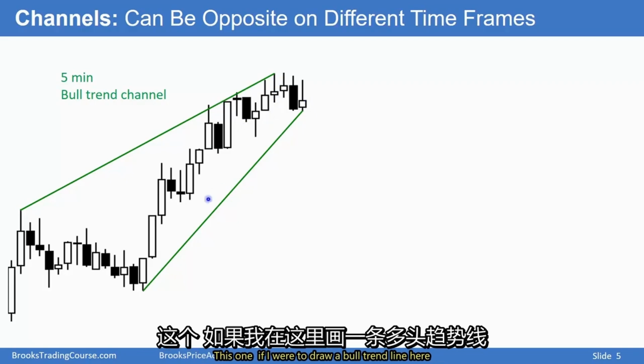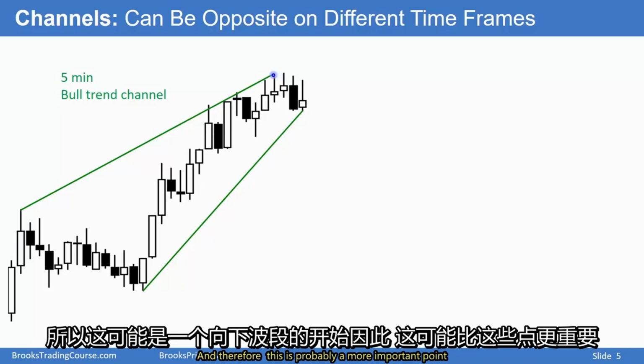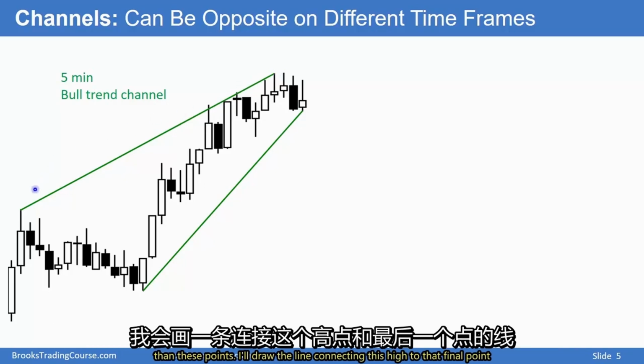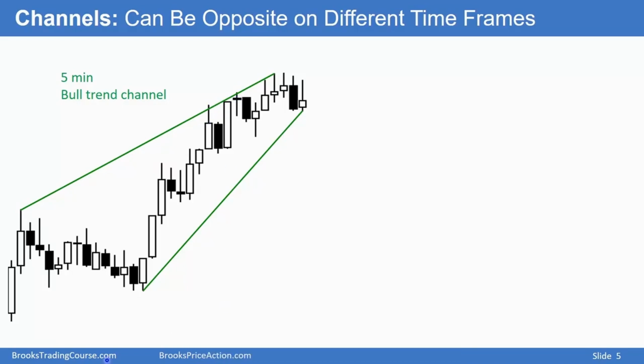This one, if I were to draw a bull trend line here, this would be a break below that bull trend line. So this is possibly the start of a swing sideways to down. And therefore, this is probably a more important point than these points. I'll draw the line connecting this high to that final point, even though when I do that, these bars are above the line.